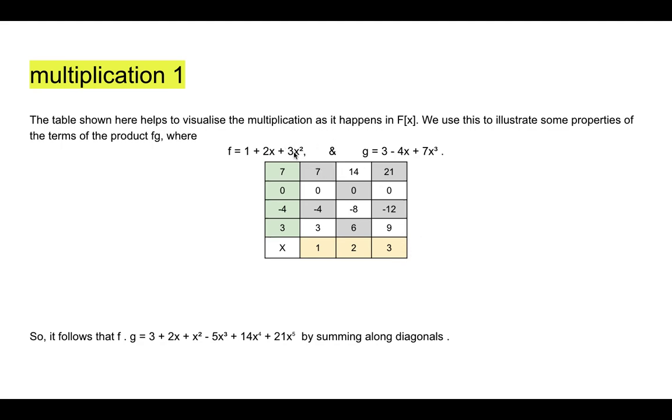Lastly, the coefficient on the quadratic term is 3 for 3x squared, and we multiply 3 by each of the coefficients of g. 3 times 3 giving 9, 3 times negative 4 giving negative 12, 0 maps to 0, and 3 times 7 gives 21. Now, we need to add up these products across diagonals to be able to add like terms of like powers of x.